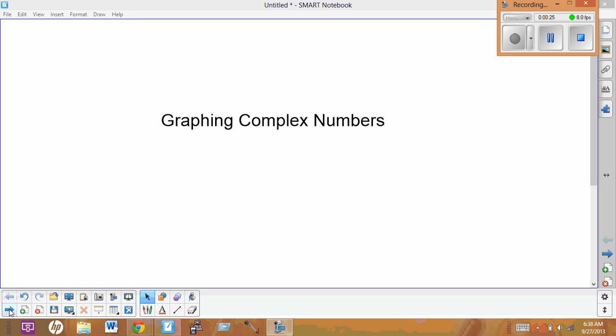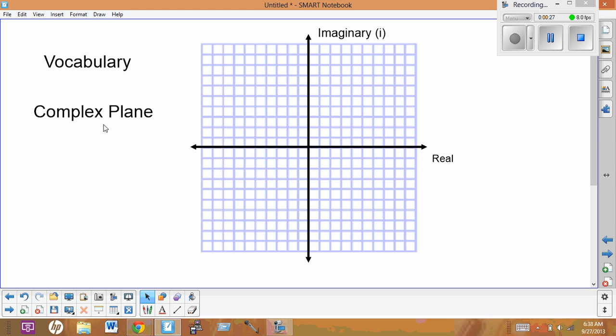Okay, let's move on. Let's talk about a little bit of vocabulary. To graph a complex number, we need to look at what we call the complex plane. The complex plane is very similar to your XY coordinate system. Instead of the x-axis, we have the real number axis. Instead of the y-axis, we have the imaginary axis.